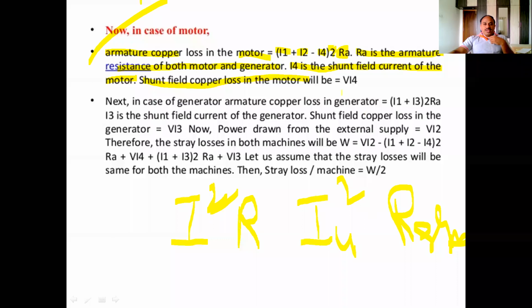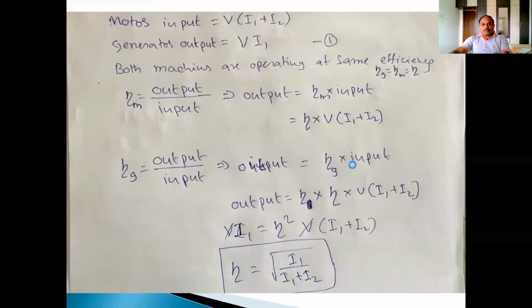This is nothing but voltage into current. The voltage across the shunt field is V and the current is I4. So in terms of voltage and current, it is voltage into current. That means the shunt field copper loss in the motor circuit equals V into I4. Now, in case of the generator, consider the armature copper losses.